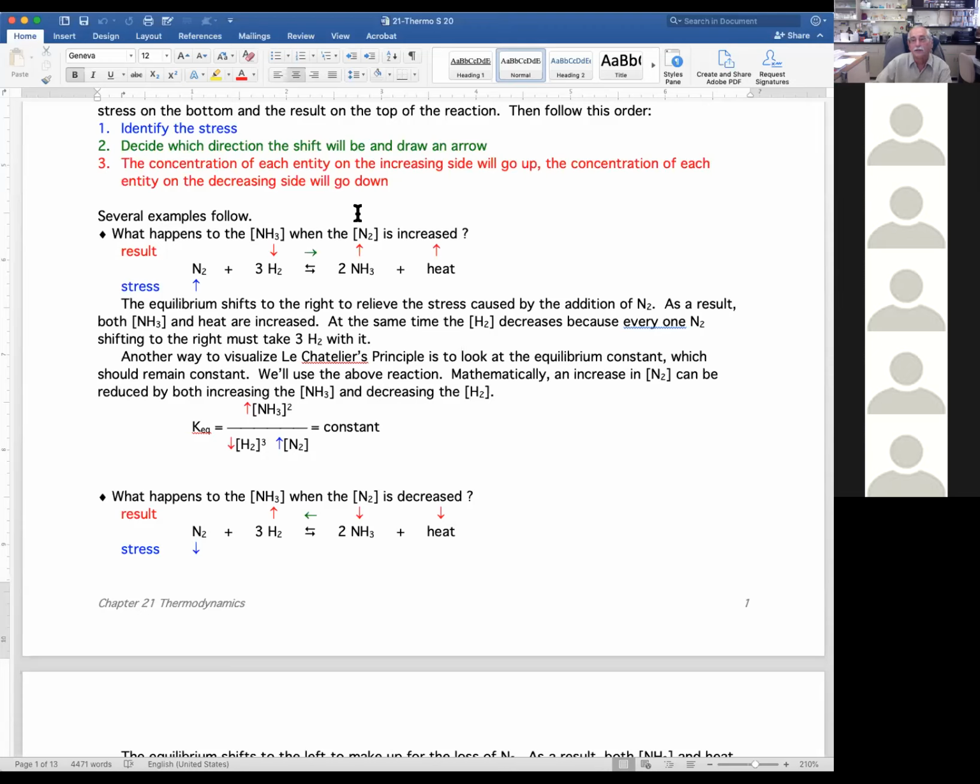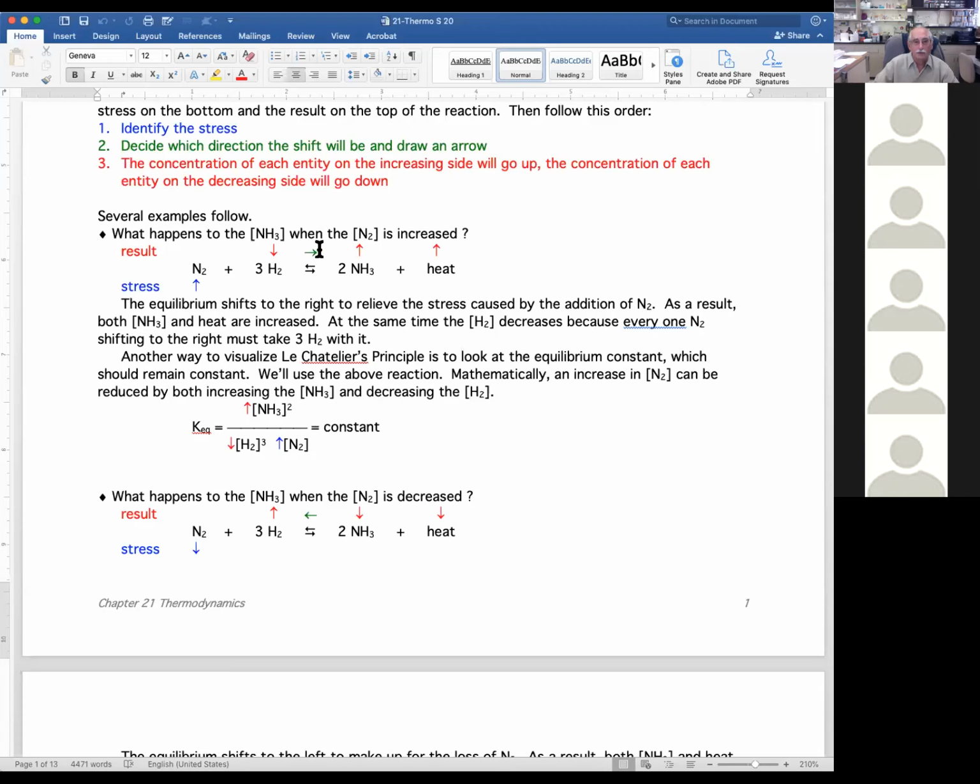So the stress is that the nitrogen concentration is being increased. So I always put the stress on the bottom, and then I have to decide which direction it's going to increase or decrease. Which direction is it going to go? So if I'm adding more reactant, you would expect to push the reaction that way to turn it into product. So using that logic, I say that the arrow is going in that direction.